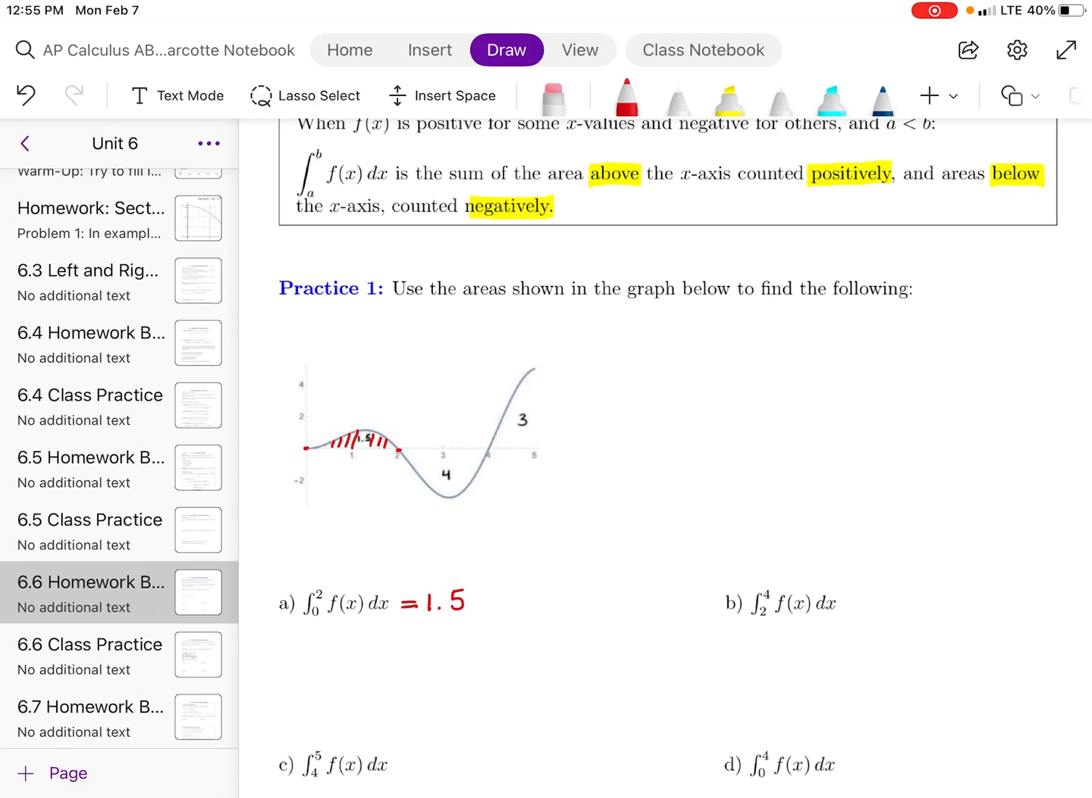Now looking at part B, I want the definite integral from 2 to 4. Looking from 2 to 4, I'm looking at this area between the curve and the x-axis. But notice that this area is below the x-axis, so it is going to be counted as negative. So this is going to be negative 4.